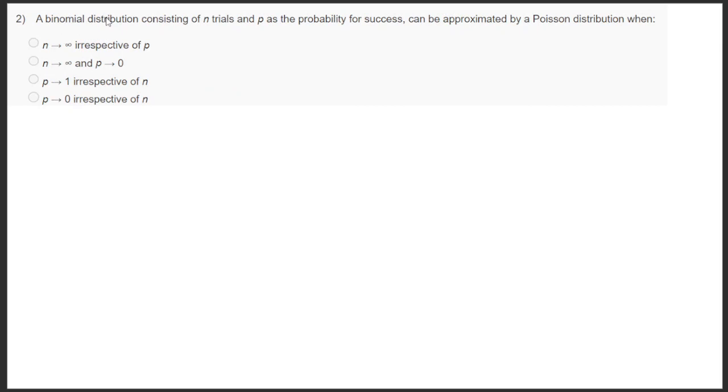Second question: a binomial distribution consisting of n trials and p as the probability of success can be approximated by a Poisson distribution when the number of trials tends to infinity and the probability of success tends to zero, in the sense that the probability is very low for that to happen. For example, the number of accidents in a year involving cycles: the number of accidents overall is very high, in lakhs, but the accidents caused by cycles are very few.